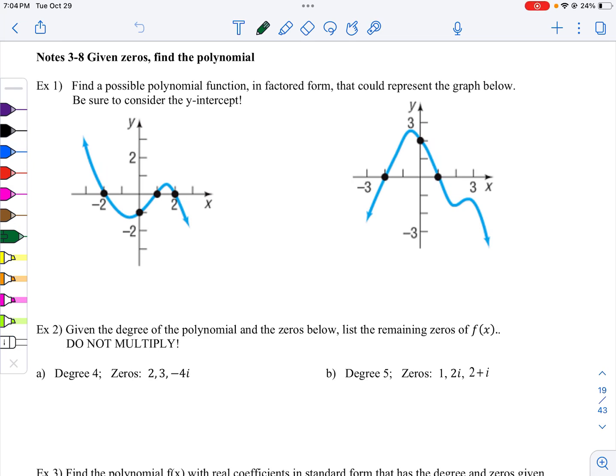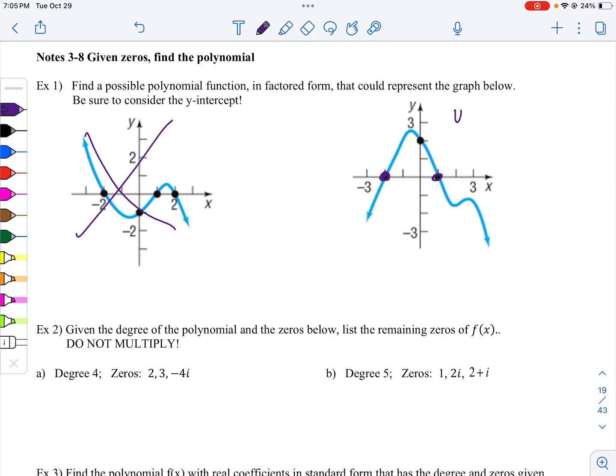All right, today we're going to look at section 3.8, or 3-8, which is given zeros, find the polynomial. If you remember, a couple days ago we did example 1, so I'm going to skip that one and jump right to the second part of example 1. We notice that we have two x-intercepts.